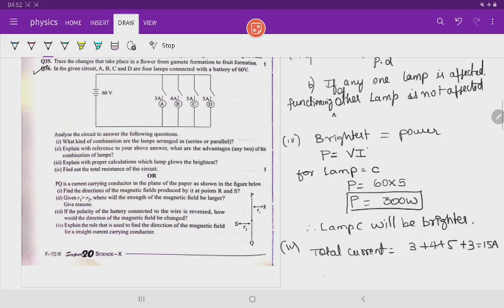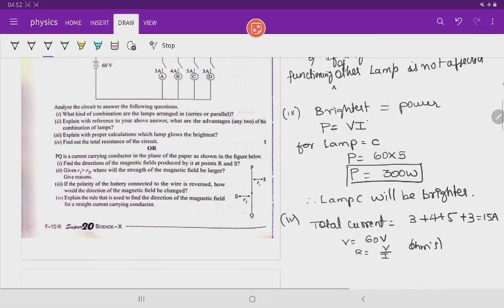We know that the total voltage is 60 volts. So R will be equal to V by I from Ohm's law. V is 60, I is 15. So 15 goes into 60 four times. So what is the total resistance of the circuit? It's actually called RP, and the total resistance is 4 ohm. Hope you have understood all the questions.